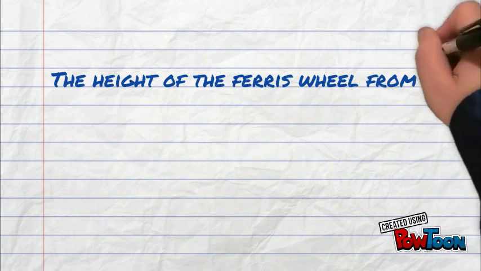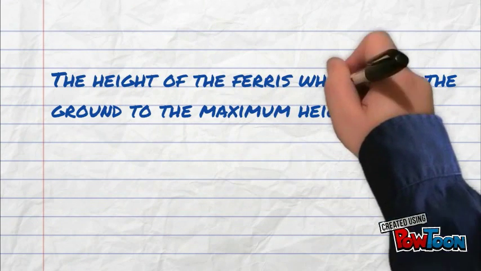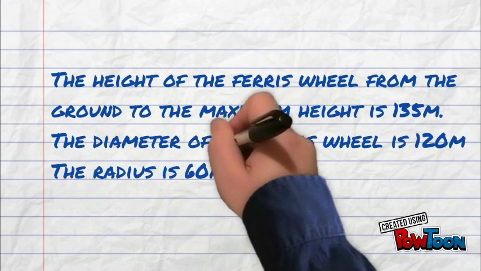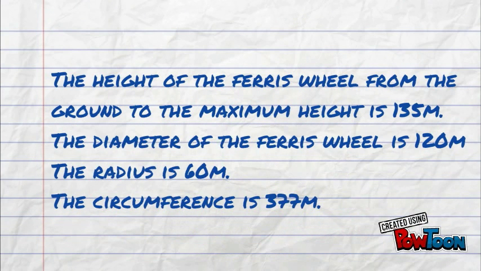The height of the Ferris wheel from the ground to its maximum height is 135 meters. The diameter of the Ferris wheel is 120 meters. The radius is 60 meters. The circumference is 377 meters.